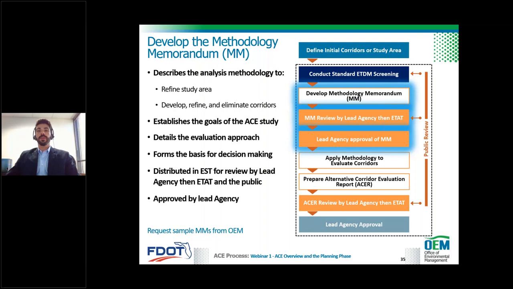This is similar to a traffic methodology where all parties are agreeing on the approach to the study before it begins. In this case, the parties are typically the district, OEM, who acts as the lead agency for federal projects, and the ETAT. The most common goals for conducting an ACE study is to eliminate corridors and identify corridors moving into the PD&E phase. But it can also be used to identify new corridors or refine the study area.